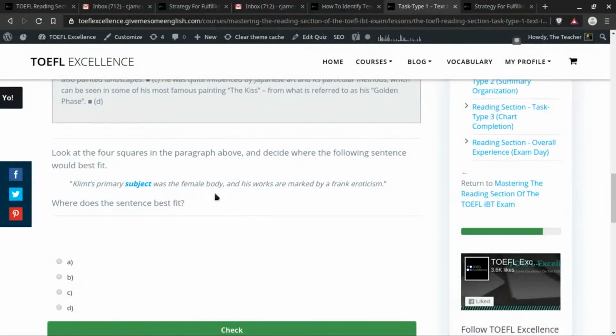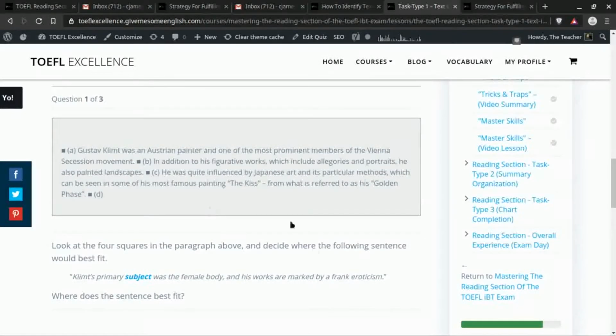Okay, so they talk about his primary subject, the female body, and marked by eroticism. Okay, so those are 3 of the topics that we need to find synonyms or something relating to that. So we quickly skim through the first sentence. "Austrian painter, prominent member of Vienna Secession movement." Nothing in relation to what it says here.